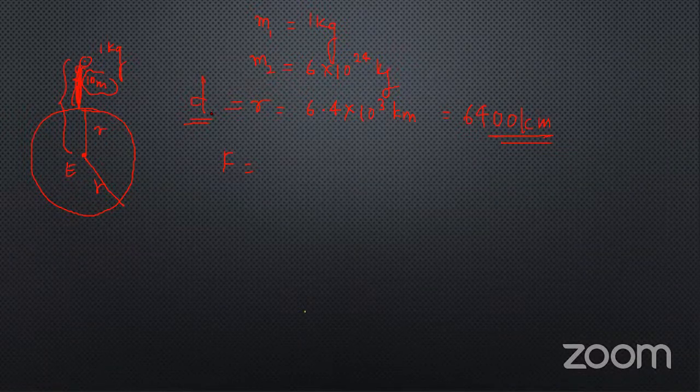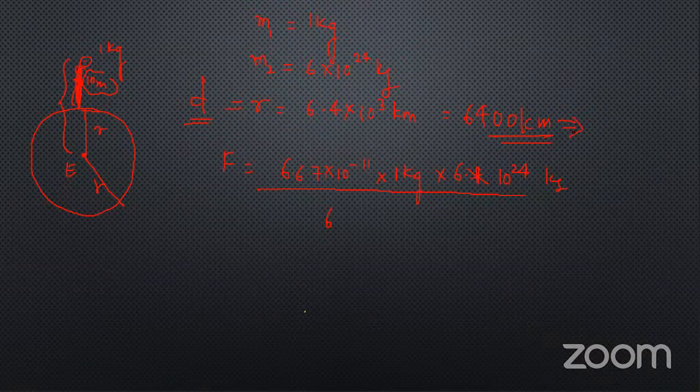Okay. So how to calculate force? Just put the values. G is 6.67 into 10 to the power minus 11, right? And M1 is 1 kg. M2 is 6 into 10 to the power 24. So G M1 M2 divided by R square. What is the value of R square? First of all, let's convert it into meters. We know that 1 kilometer is equal to 1000 meters. So I'm going to multiply it by 1000. So I'll get 6.4 into 10 to the power 6, okay, and that too should be squared.